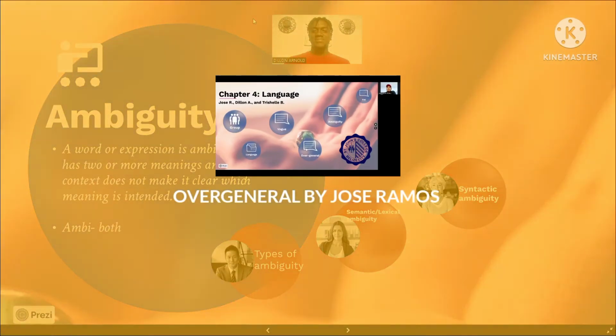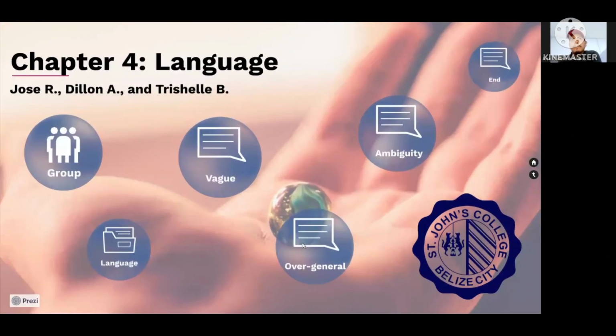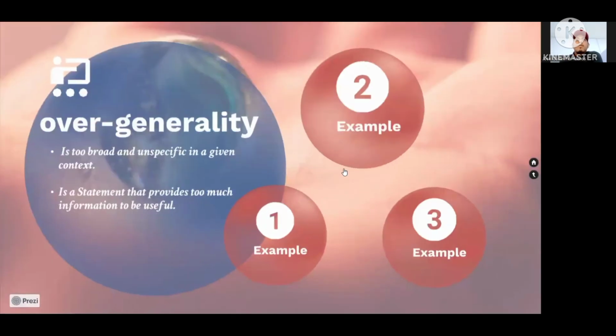Thank you. I'll be presenting on overgenerality. Overgenerality is being too broad rather than specific in a given context. It means that you are too broad or too overgeneral in what you're saying. It's a statement that provides too much information to be useful, meaning that you are saying something that is unclear or general. It's like a hasty generalization.